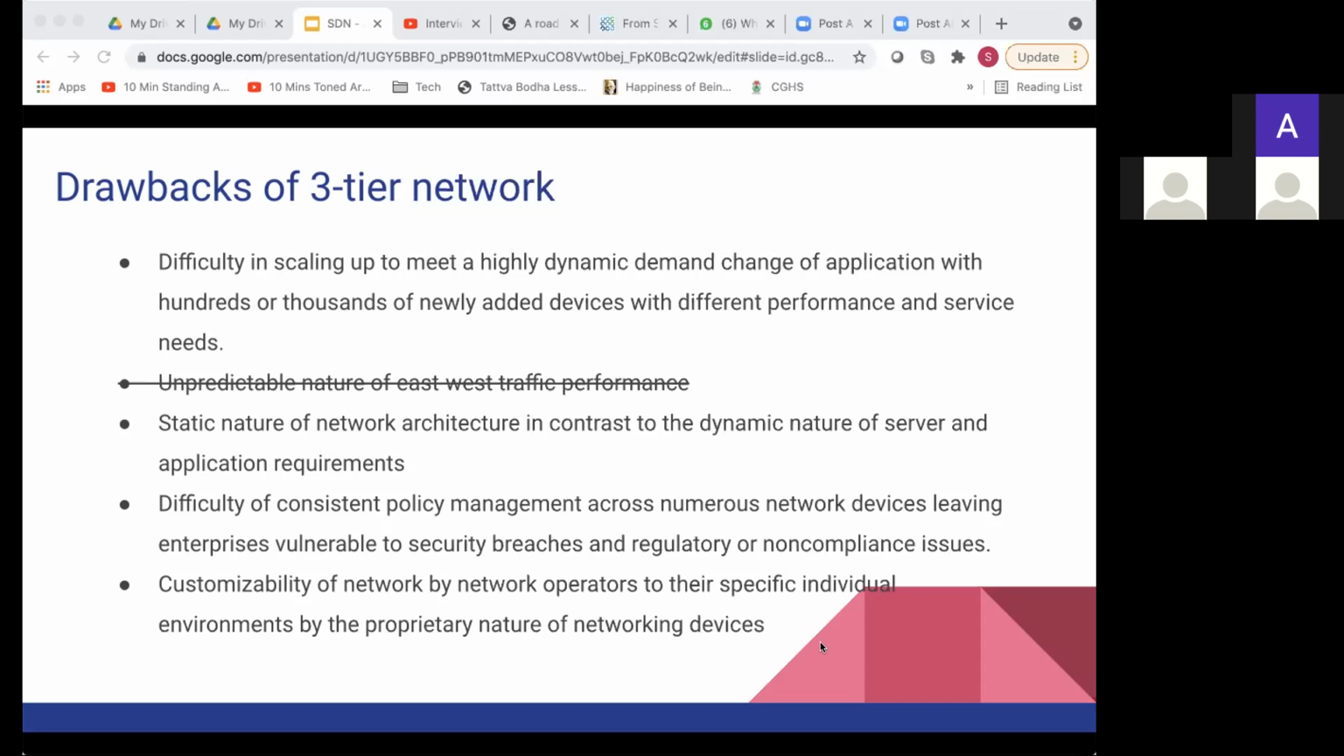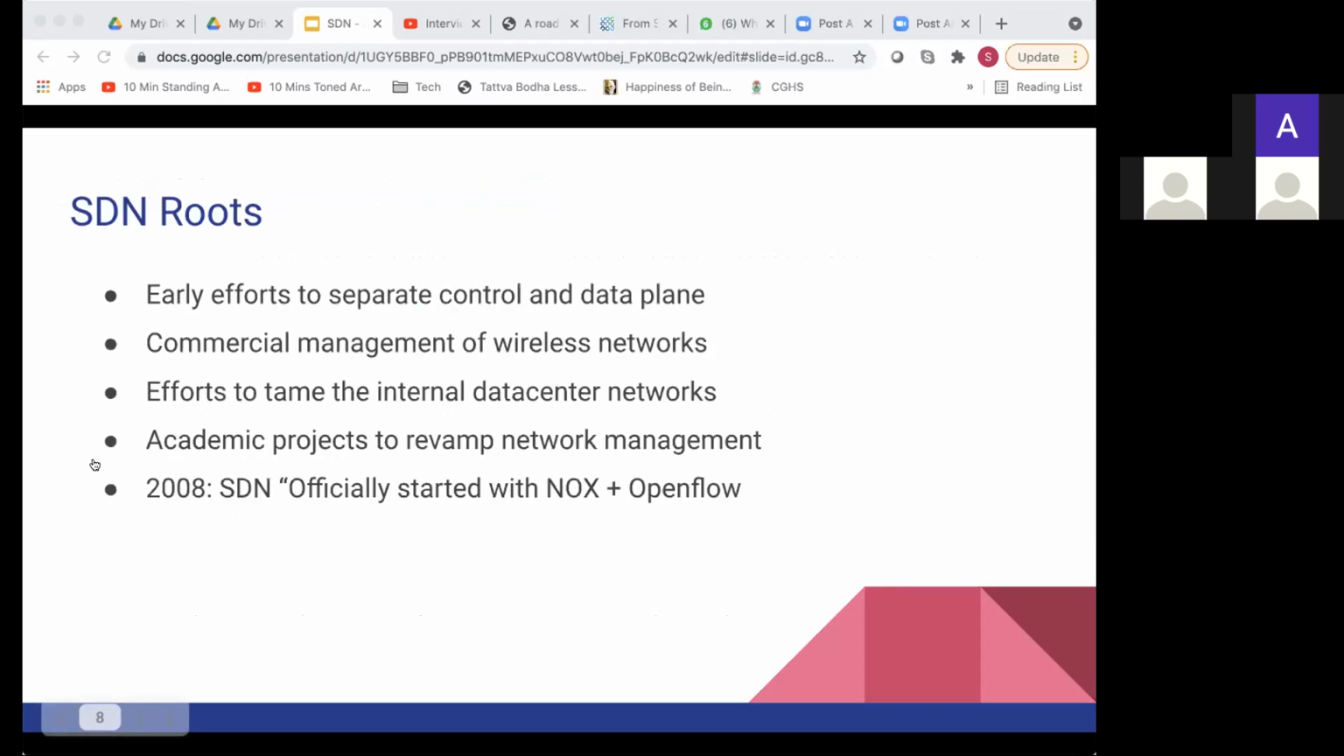Basically, as this network came into being in many enterprises, the difficulty of the configuration still remained. However, performance qualities generally improved, so people started thinking about the problem of managing the network as a whole and started to question it, right? So that brings us to the SDN roots, right? Where did it begin?